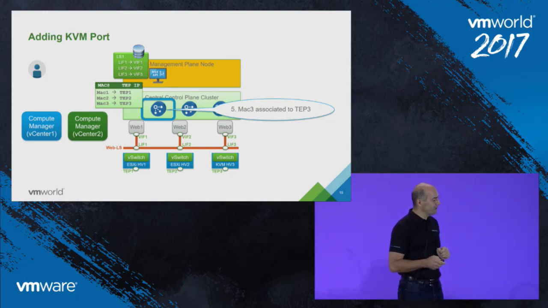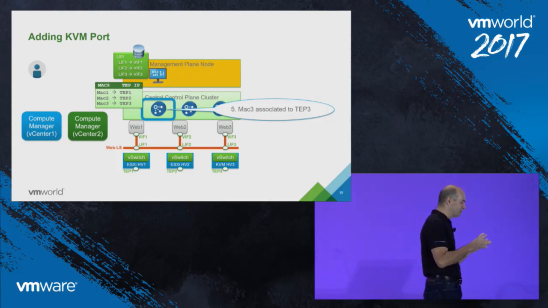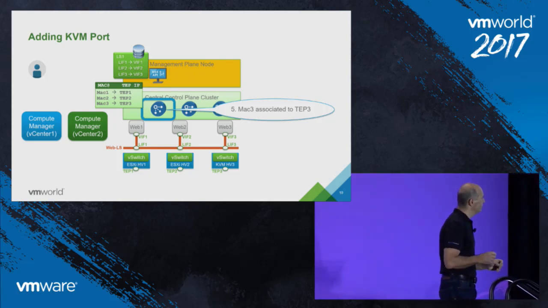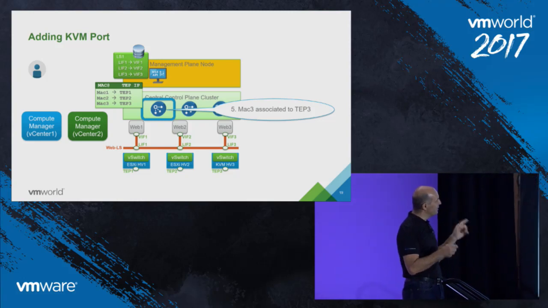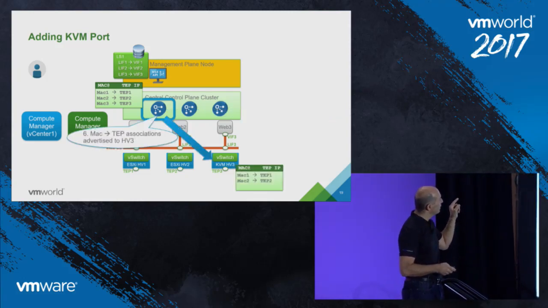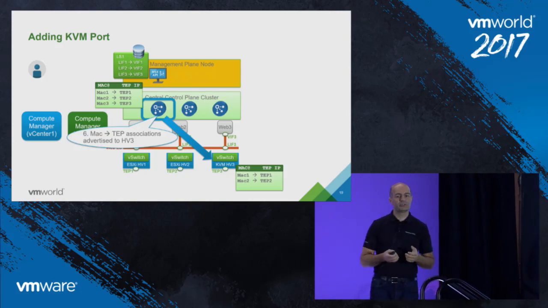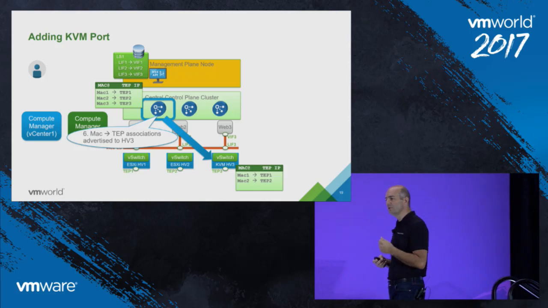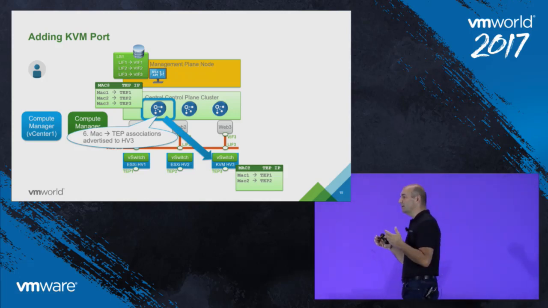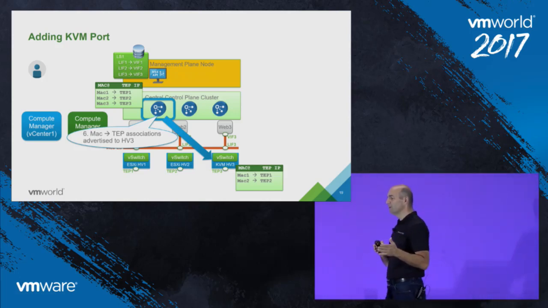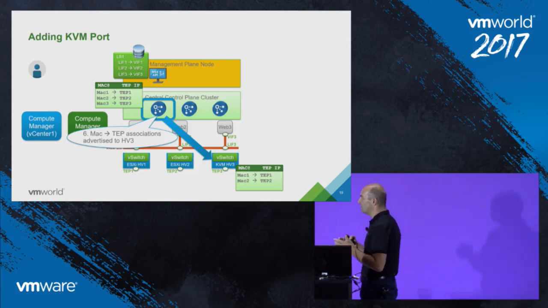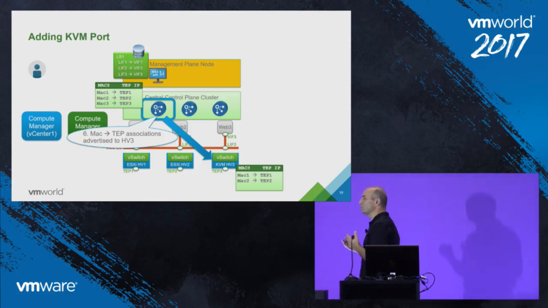There is an additional step for KVM that is specific to KVM, which is that the controller is going to actually push the MAC to TEP association it has learned to the hypervisor, to the vSwitch of this hypervisor. And the reason there is a difference between KVM and ESXi is that the KVM vSwitch is OVS based.